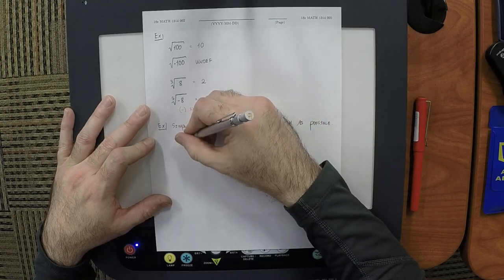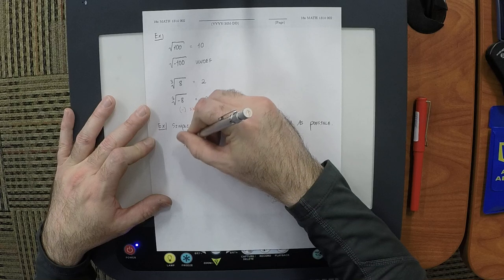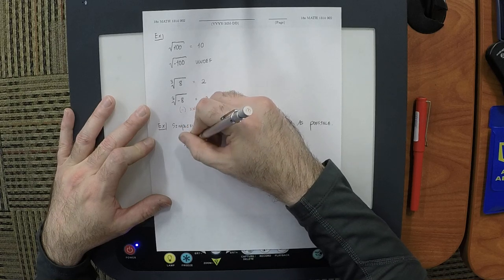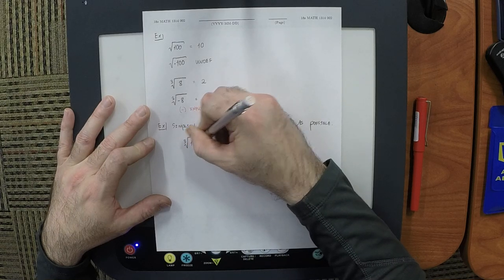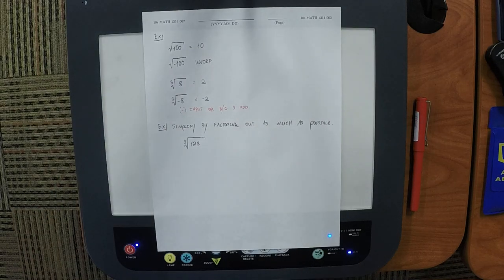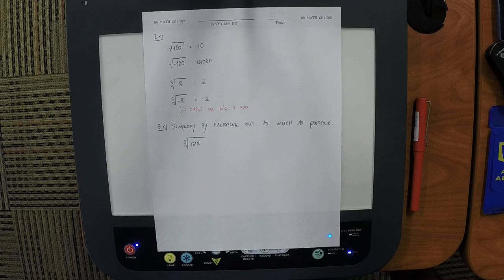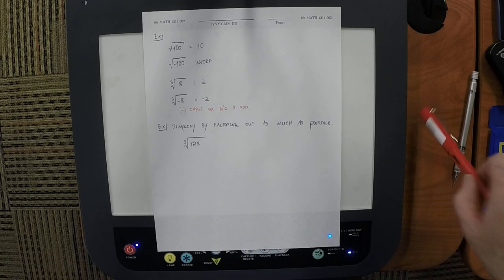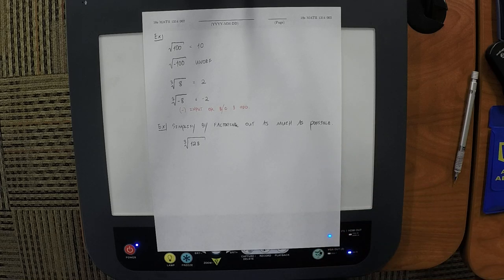So how about the cube root of 128? Okay. So 128 is sort of a special number. It's a number that you should know its factorization by heart.